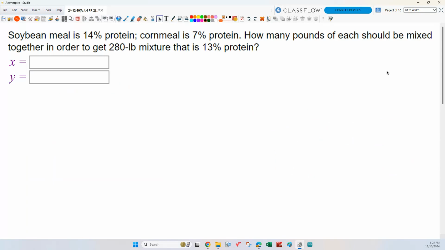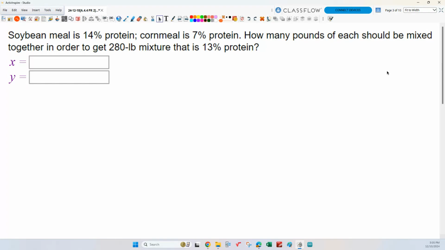Soybean meal is 14% protein. Cornmeal is 7% protein. How many pounds of each should be mixed together in order to make a 280-pound mixture that is 13% protein? So what does it mean if we say that soy meal is 14% protein? Like if I had 100 pounds of soy meal, how much protein would I have? 14 pounds, right? Okay, good.